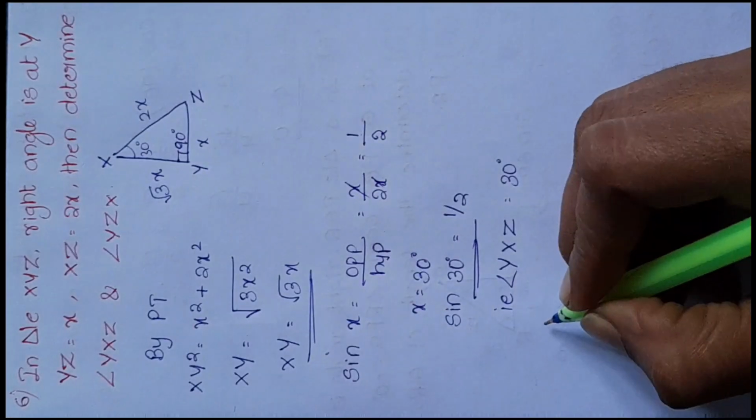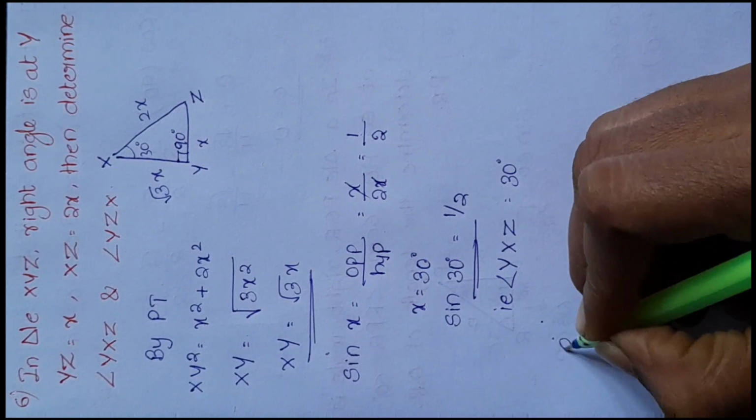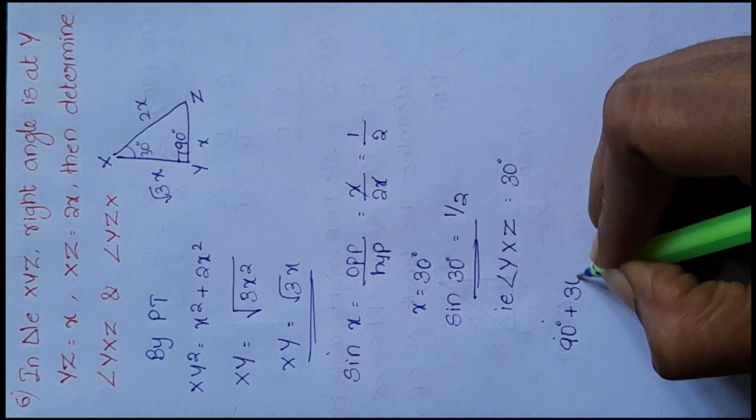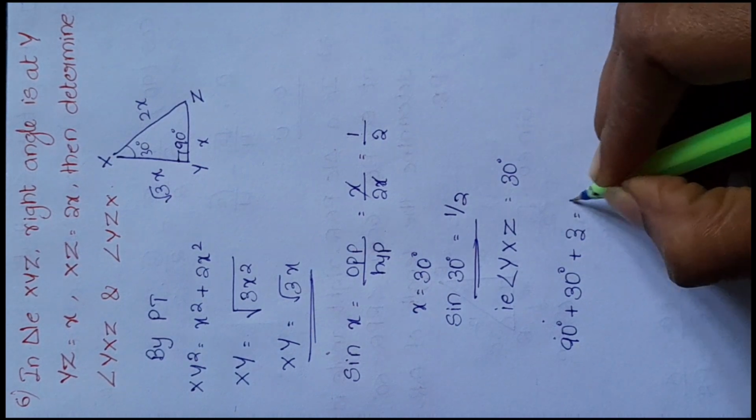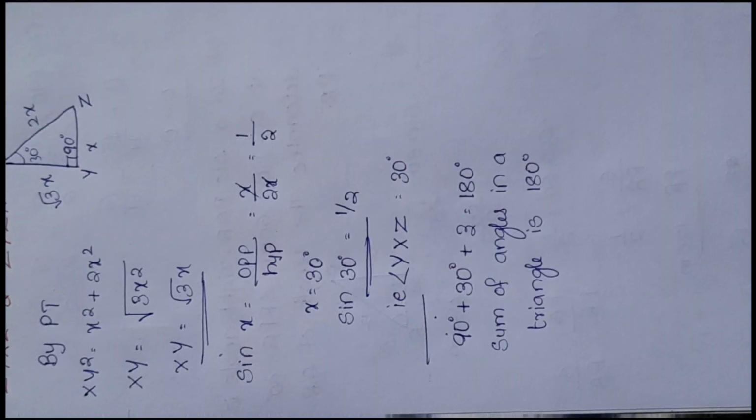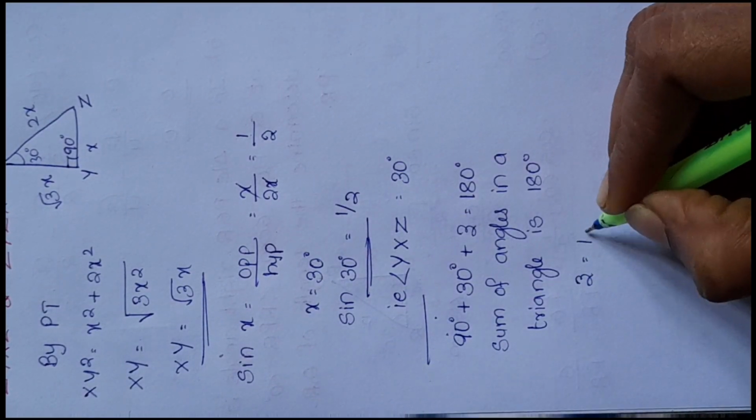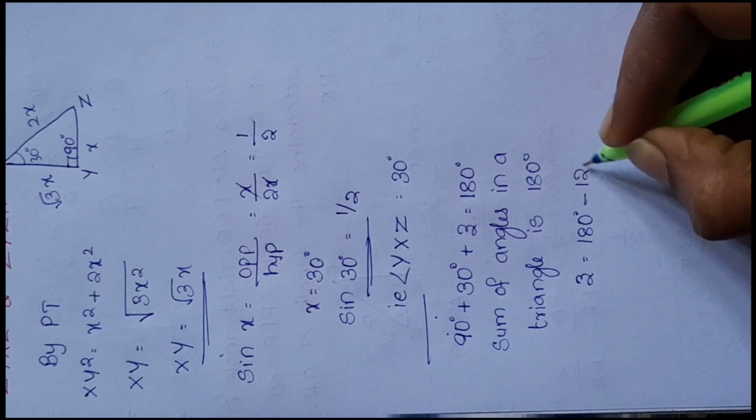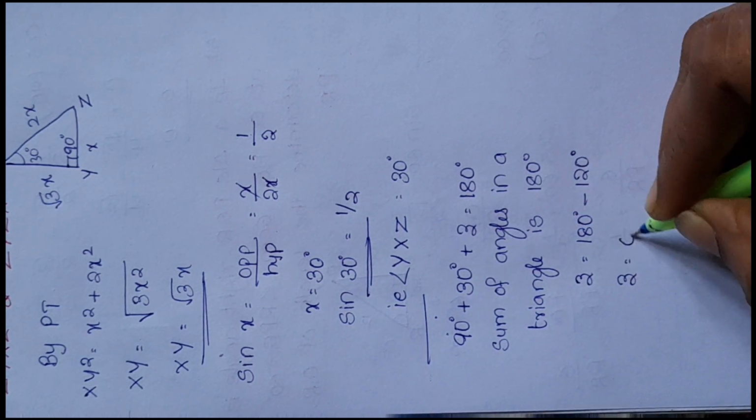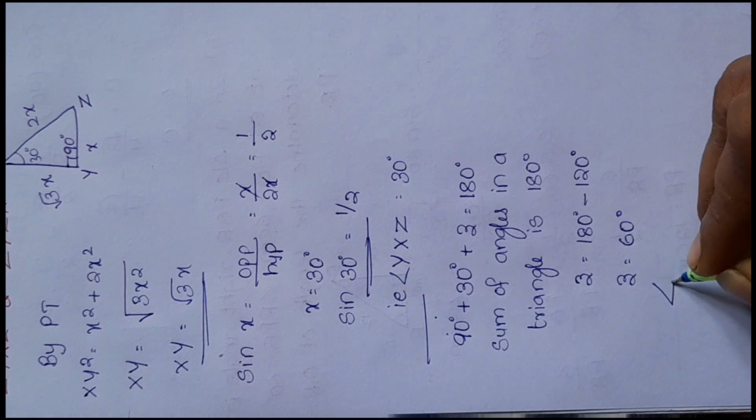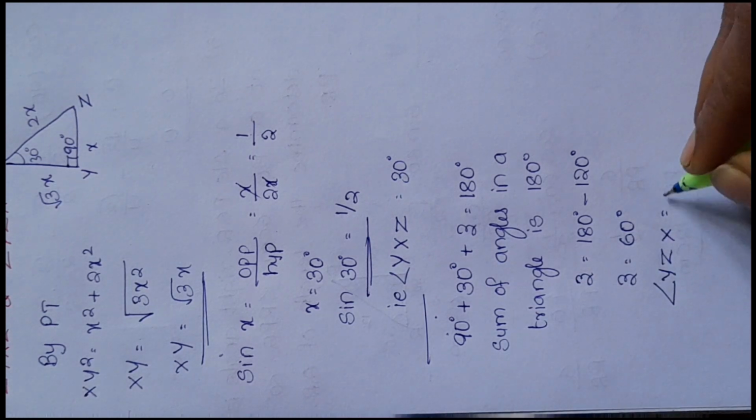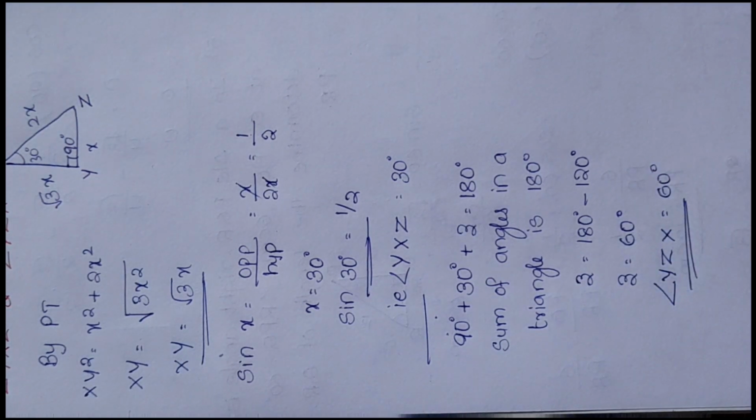In a triangle, the sum of the angles is 180 degrees. So 90 degrees plus 30 degrees plus z is equal to 180 degrees. So z is equal to 180 degrees minus 120 degrees. So z is equal to 60 degrees. That is angle YZX is equal to 60 degrees is the answer.